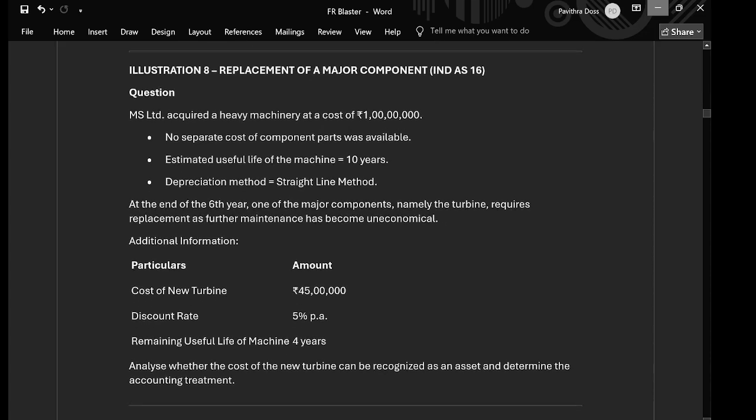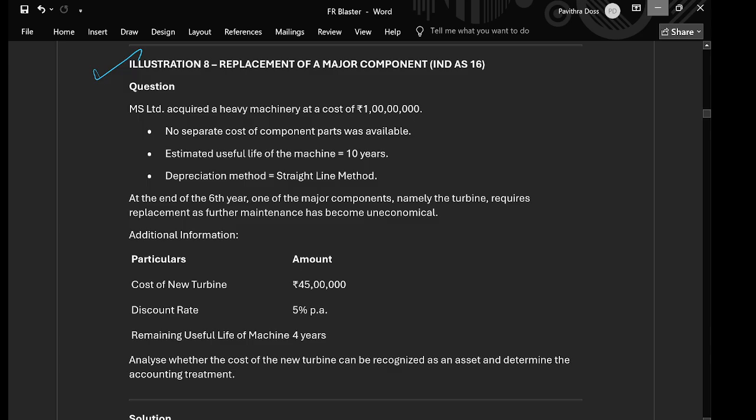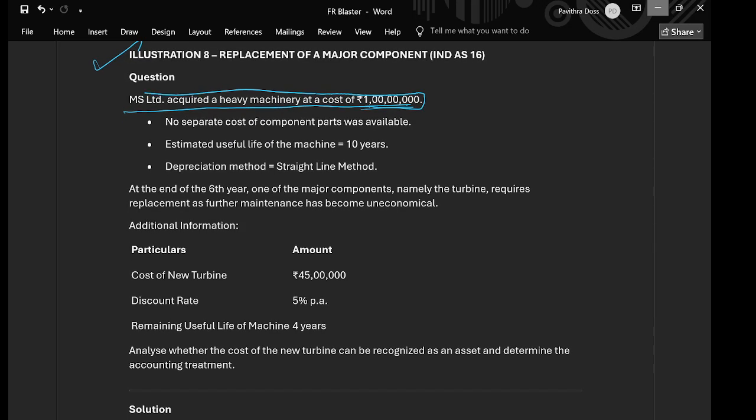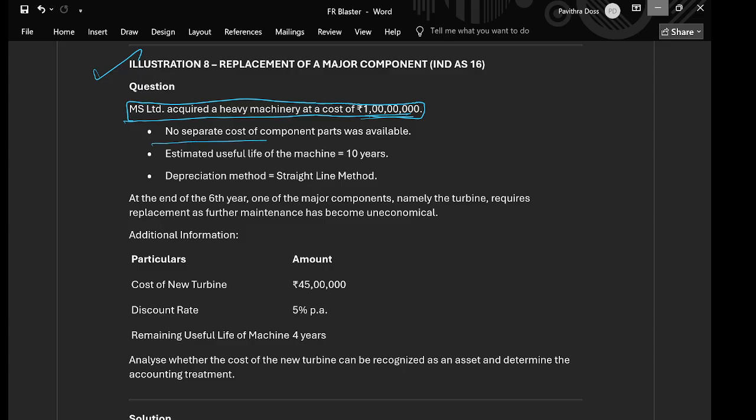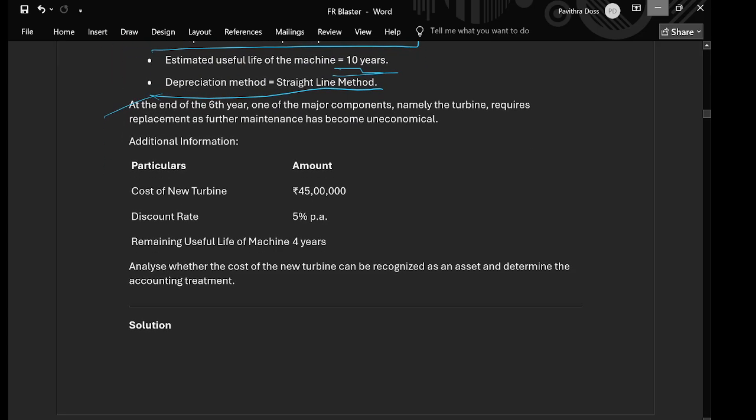Now, my very personal favorite, illustration 8, replacement of a major component. There is this heavy machinery. MS Limited acquired a heavy machinery at a cost of 1 crore. No separate cost of the component parts was available. The estimated useful life of this entire machinery is 10 years and the depreciation is charged on the straight line method. At the end of the 6th year, one of the major components, namely the turbine, requires replacement for further maintenance and has become uneconomical. So at the end of the 6th year, we are replacing the turbine at a cost of 45 lakh.